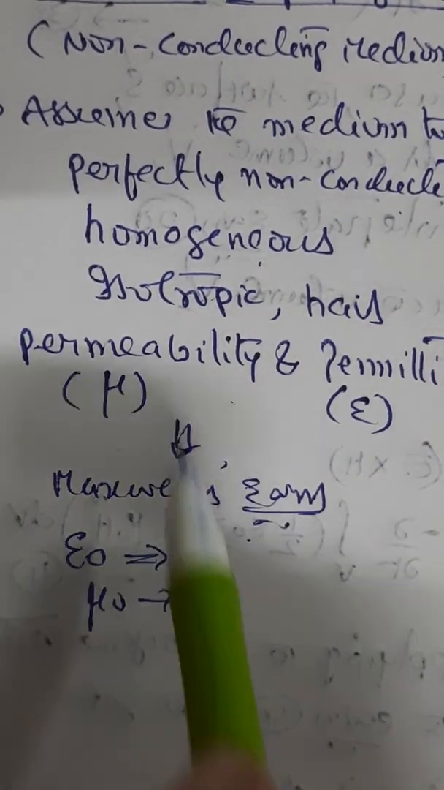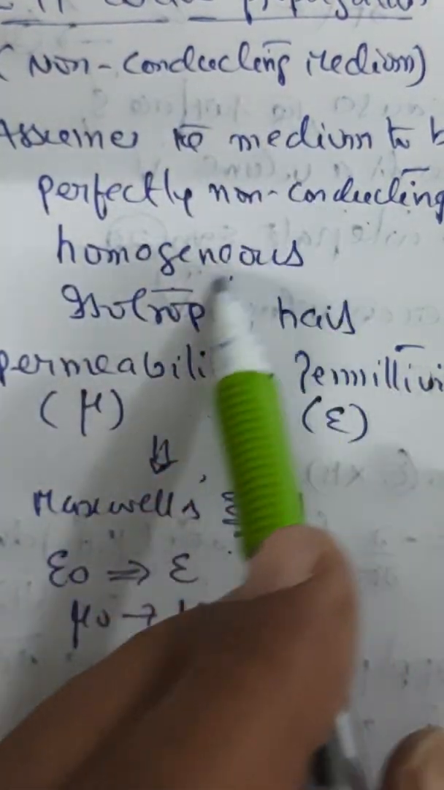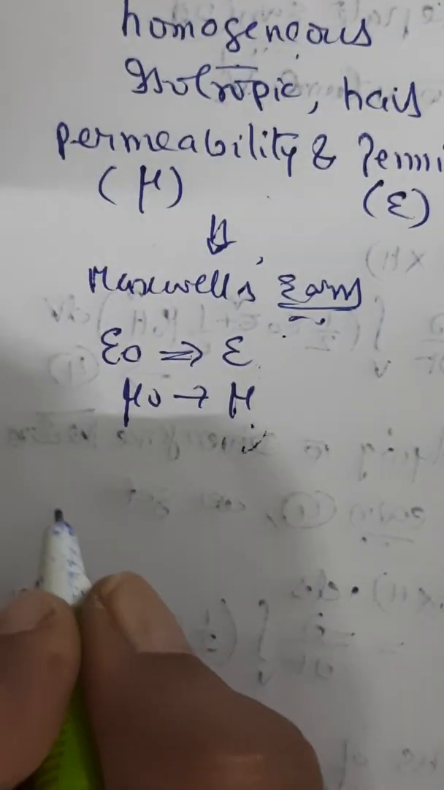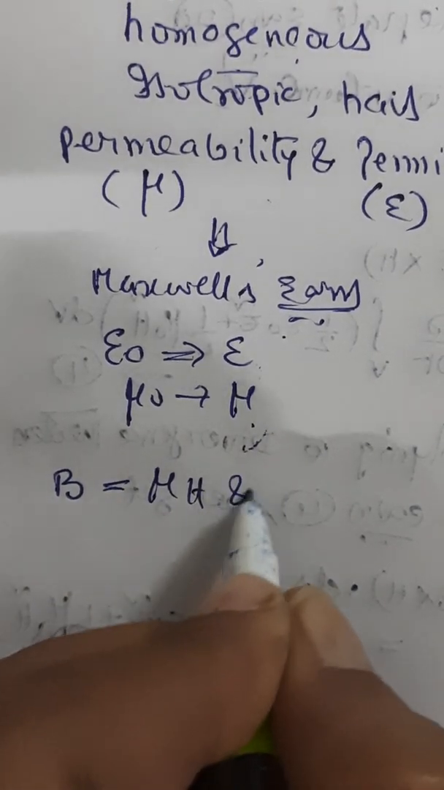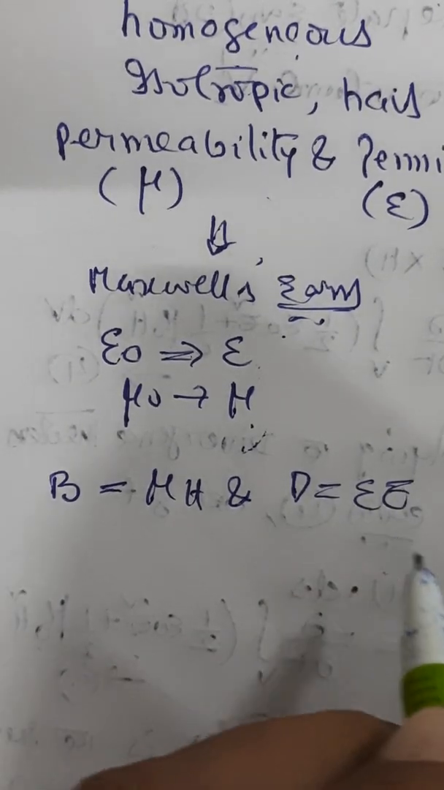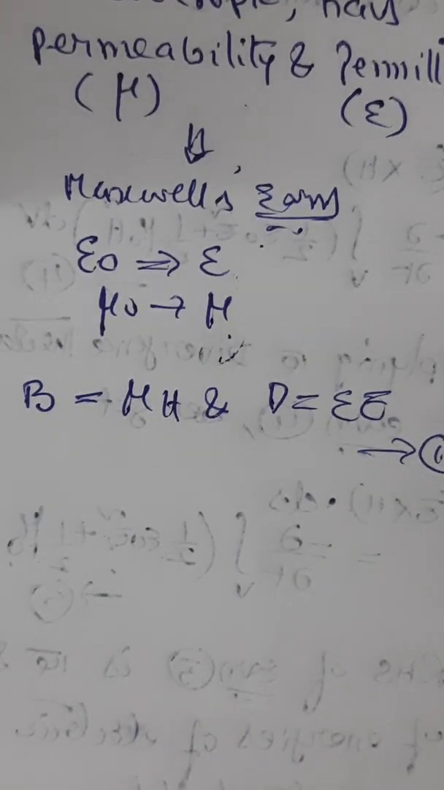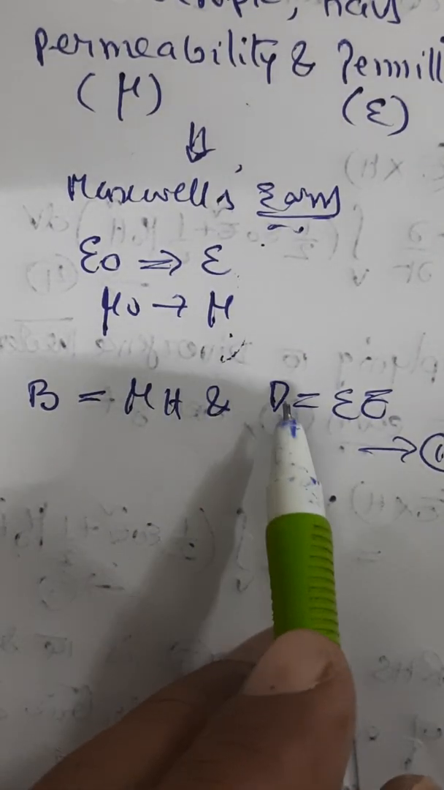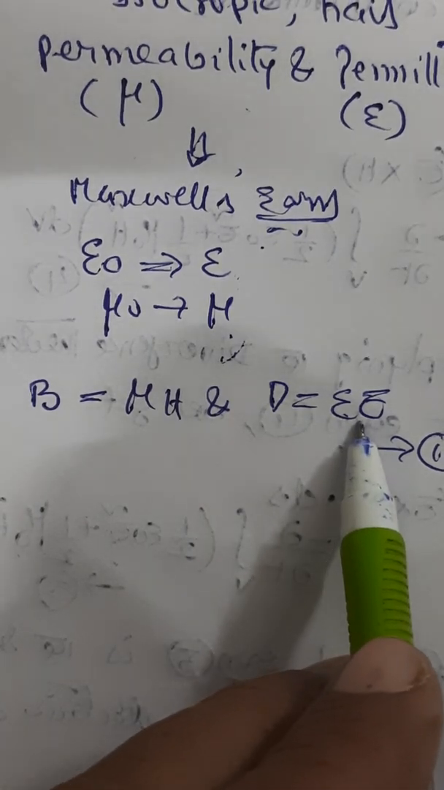So for the type of medium we are considering, naturally B will be mu H and D will be epsilon E. This is the basic equation on which we start the argument. Instead of mu naught you will have mu, instead of epsilon naught you will have epsilon.